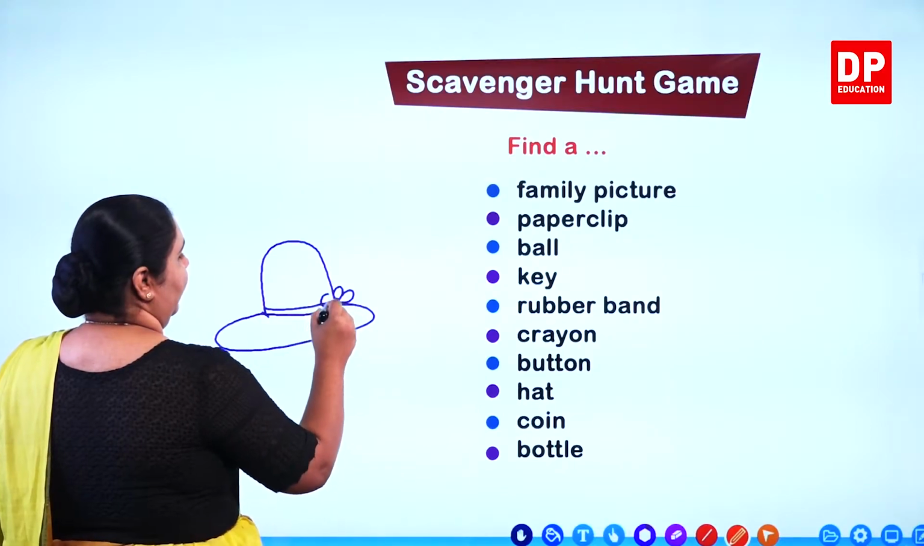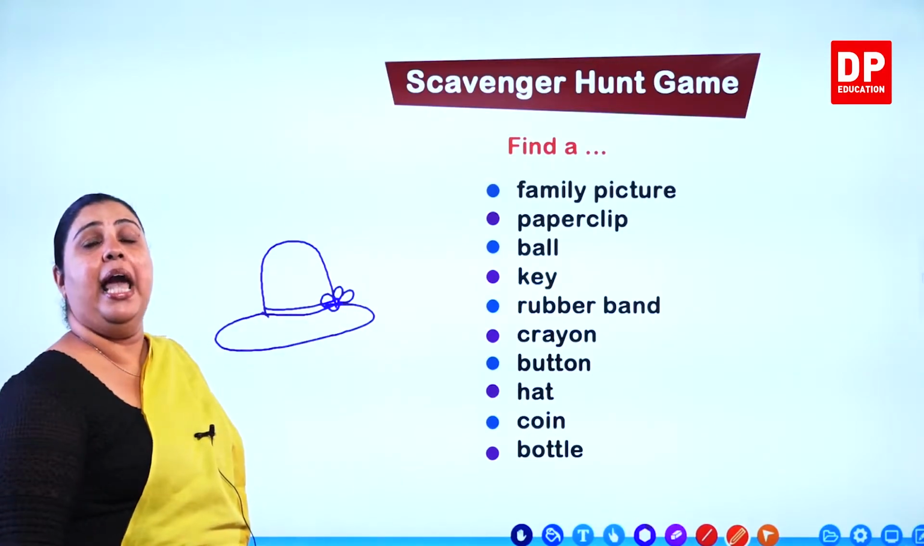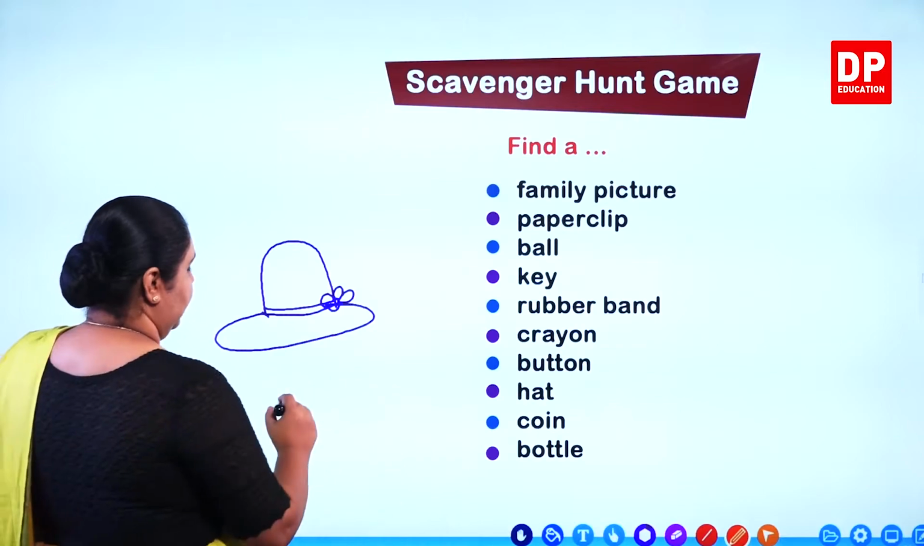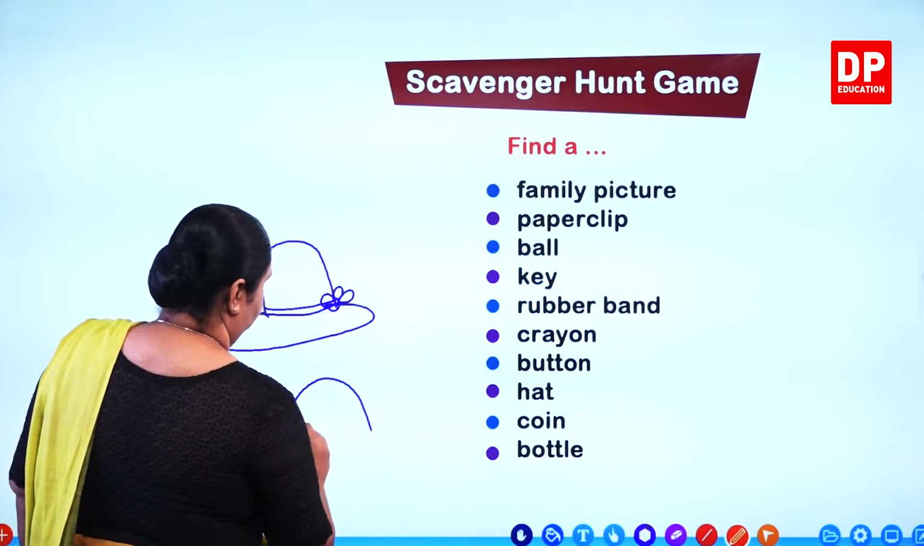This is called a hat. Then what is a cap? Cap is something like this.